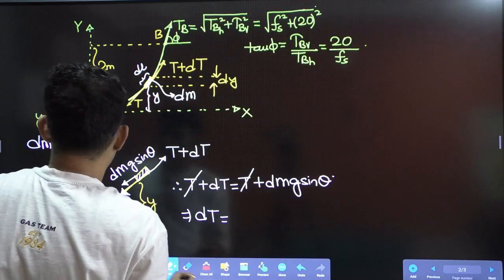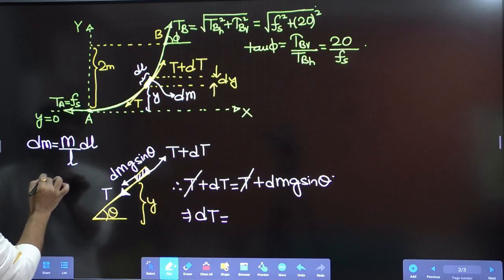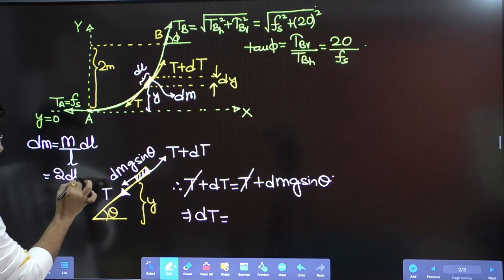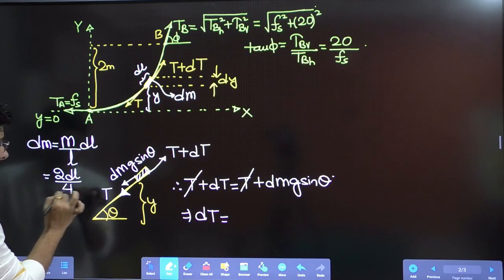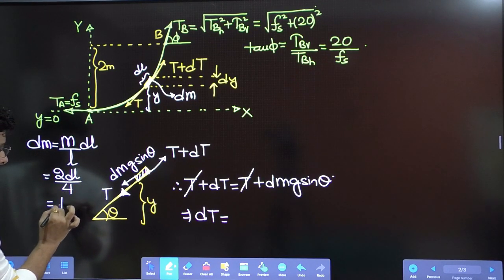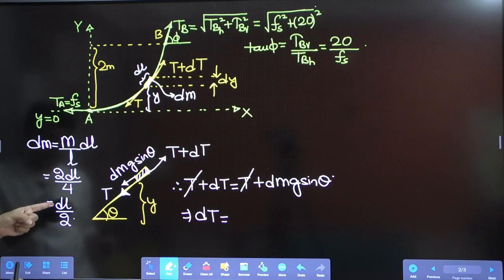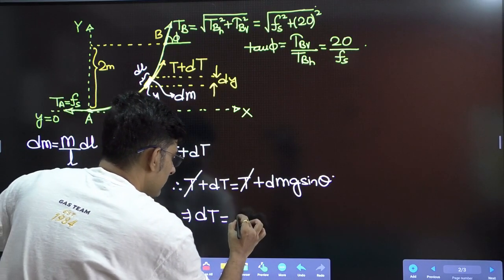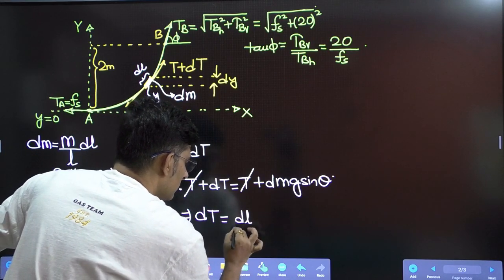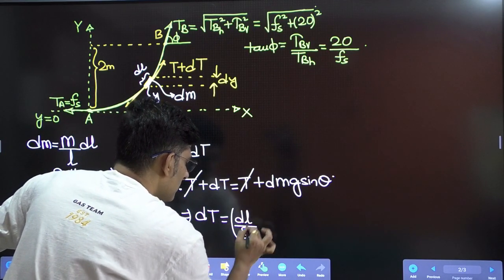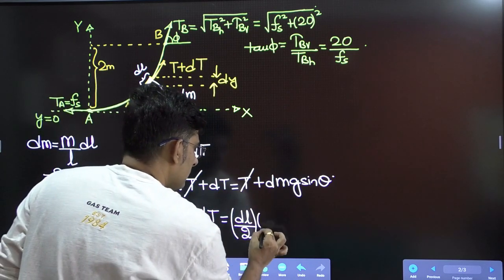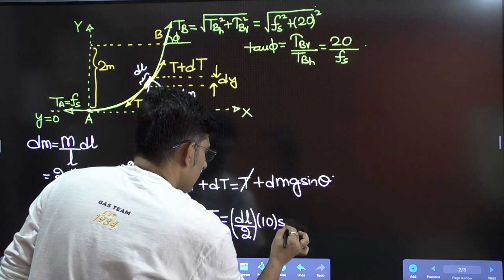Okay, so if I substitute all SI units, this will become dl by 2 kg. So here we have dl by 2, putting the value of g as 10, and sin theta.